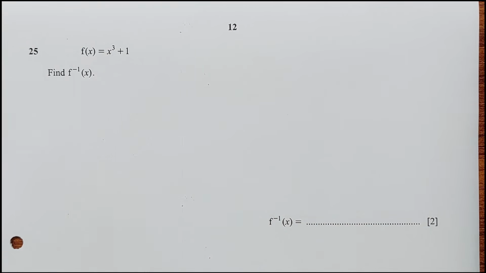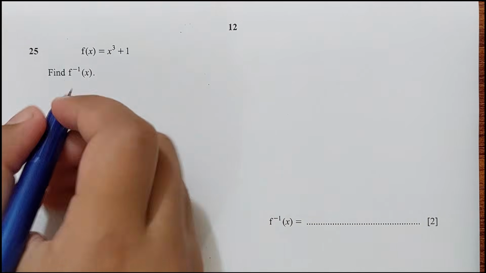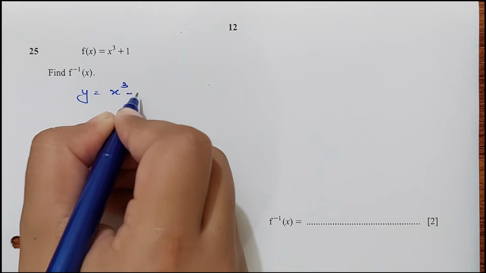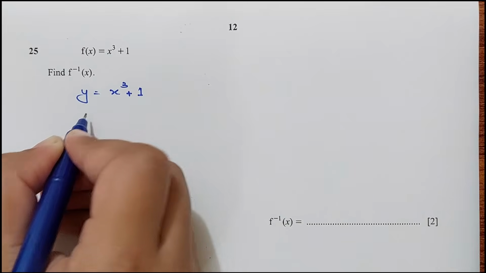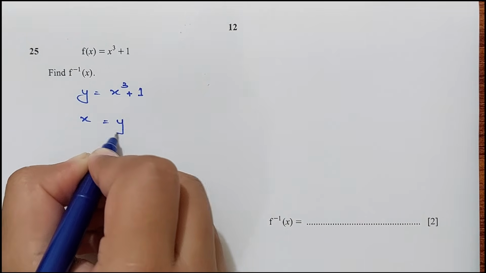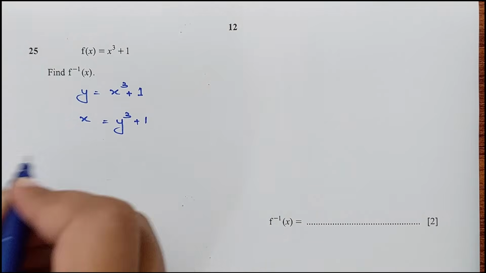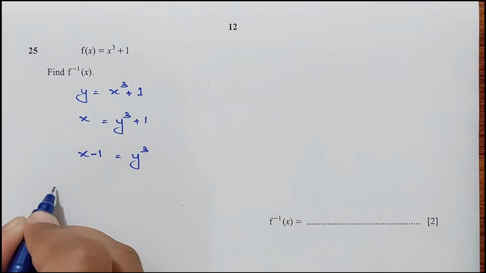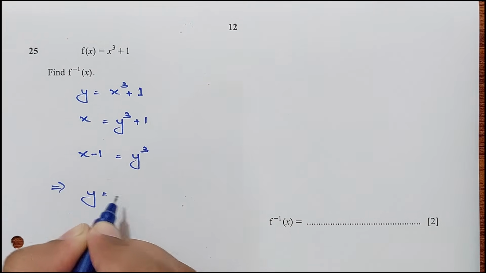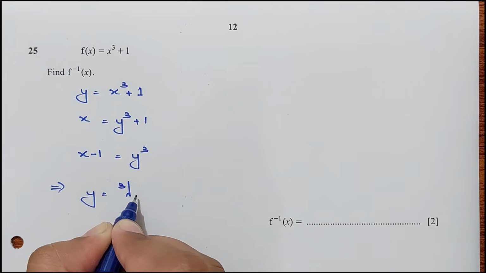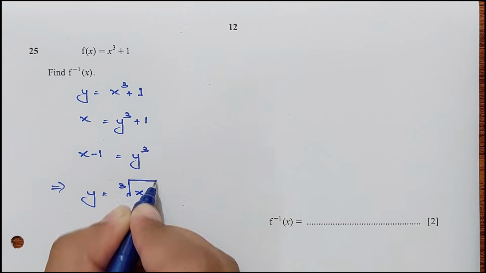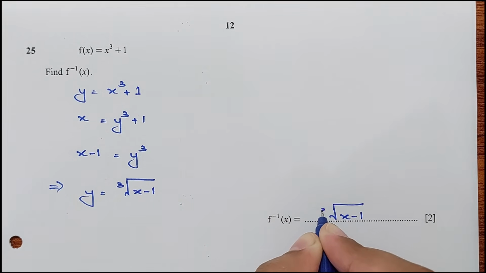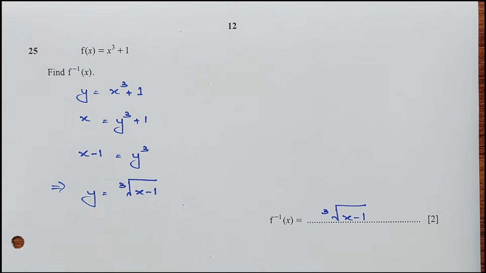Question number 25, we have given the function f of x, find f inverse of x. So we have y equals to f of x. Now switching the variables, x would be equals to y cube plus 1, and x minus 1 equals to y cube, and to solve for y we have the cube root of x minus 1. This is my f inverse of x. Right. So that was the last question of our paper.